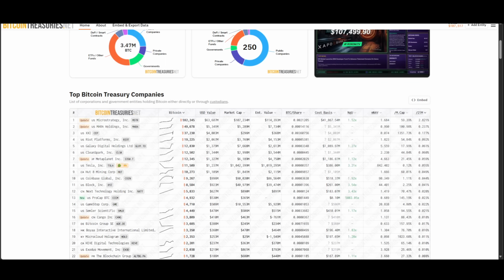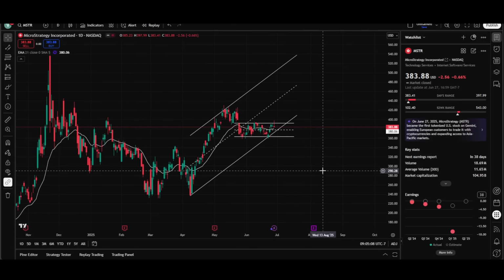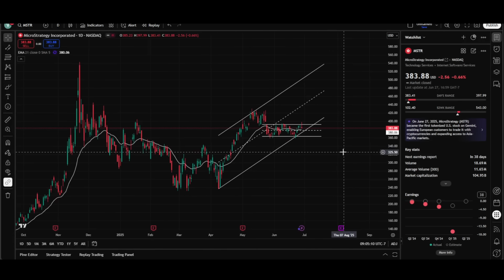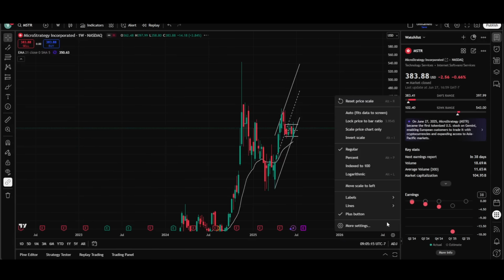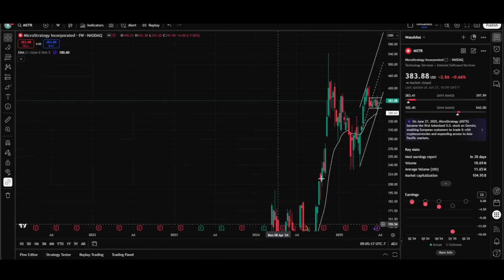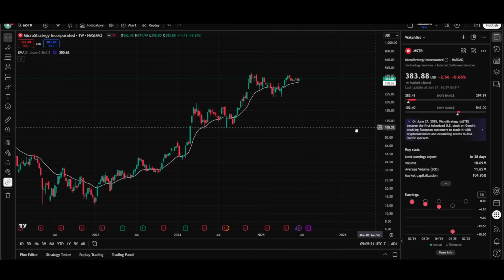So you want your company to be accretive, not dilutive, when they sell the shares. It depends on what they buy. In terms of MicroStrategy, they are buying Bitcoin. Let's take a look at the weekly chart on the log scale. So far, so good. Let me move all the drawings.